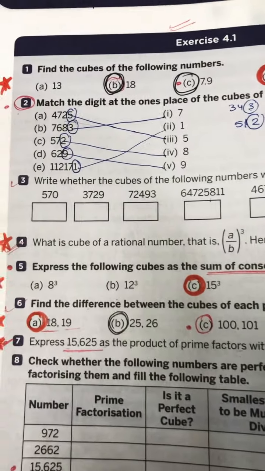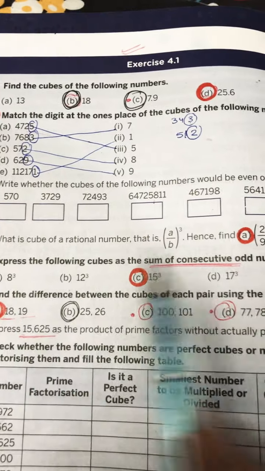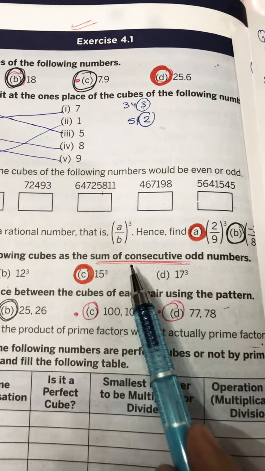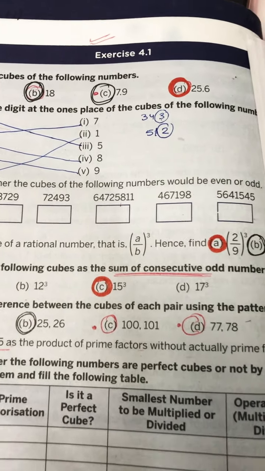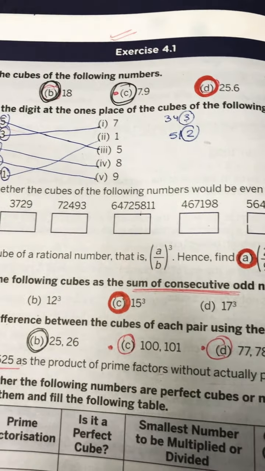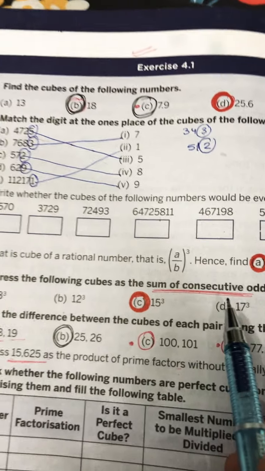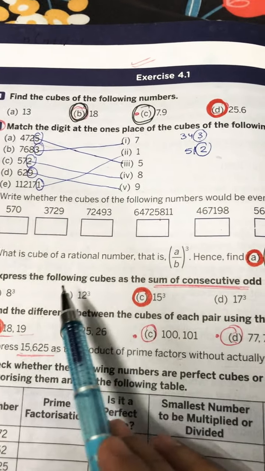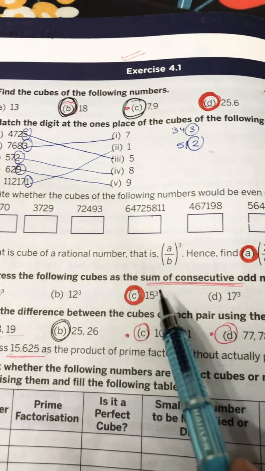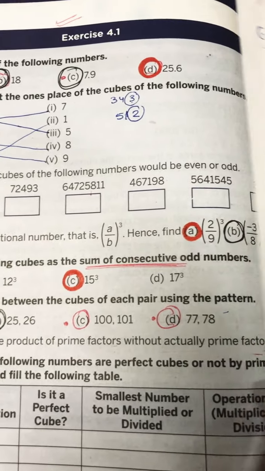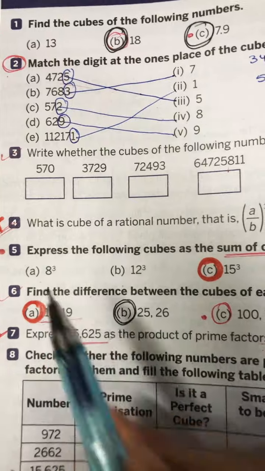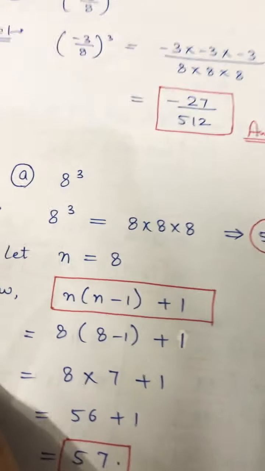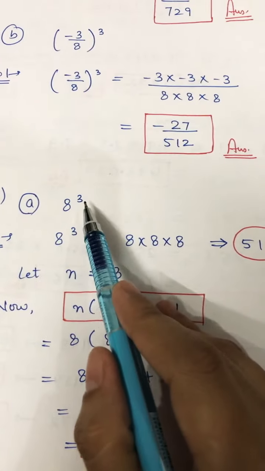Next, question number 5 is: express the following cubes as the sum of consecutive odd numbers. In this question, you have to implement a formula. I'll tell you. Suppose I'm going to start with part A. Part A is 8 raised to power 3.